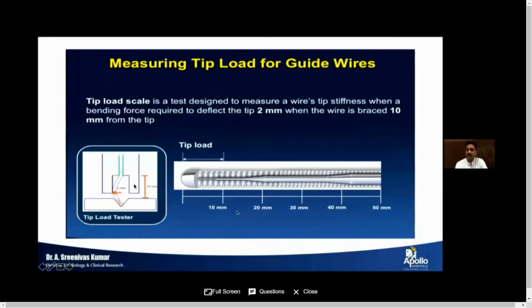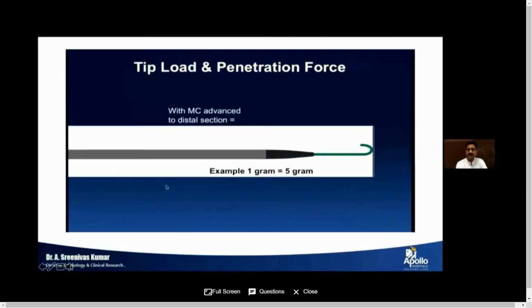Many of you must have heard about the gram tip load, how much it is. This cartoon shows it well. You put the wire and the tip load tester at 10 mm from the tip of the wire, and if you have to deflect this wire by 2 mm, how much pressure do you need to apply here? That is what is basically 1 gram, 2 gram, 5 gram, 10 gram. That means if the wire is stiffer, you need a stronger weight there to deflect the wire, which means it is more stiff. Whereas if it is less, then it is more flimsy and soft.